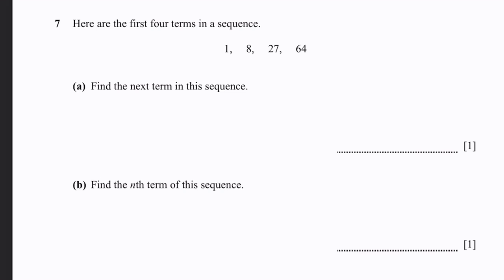Question 7. Here are the first 4 terms in the sequence. A. Find the next term in the sequence. We can see that this is the sequence of cube numbers. So there's 1 cubed, 2 cubed, 3 cubed, 4 cubed. So next will be 5 cubed, because it's the fifth term, and that's 125. B. Find the nth term of the sequence. Because it's the sequence of cube numbers, it is just n cubed. First of all, 1 cubed, 2 cubed is 8, 3 cubed is 27, 4 cubed is 64, 5 cubed is 125. The number which you're cubing is the position, or the number n, of the term. That's the answer.